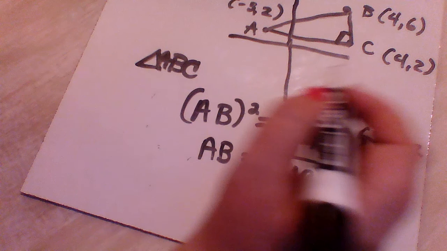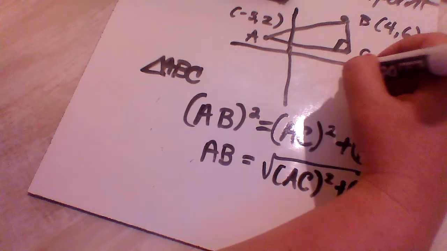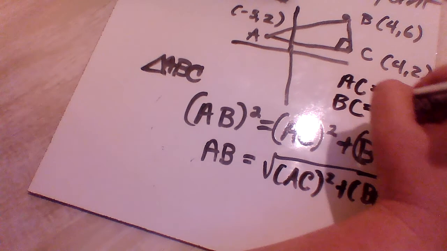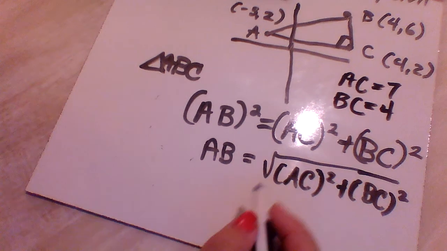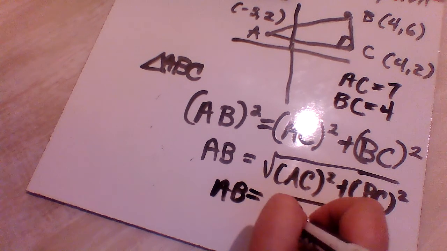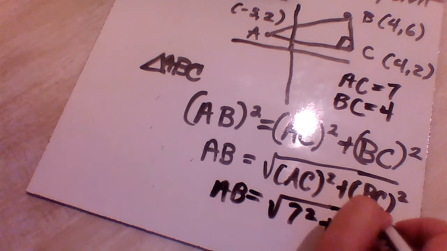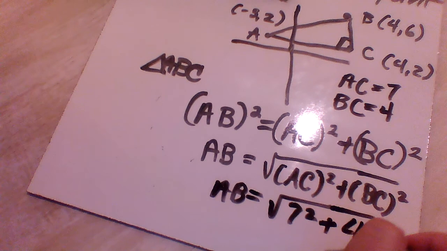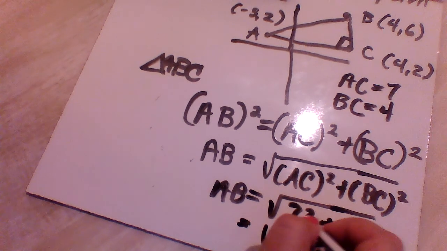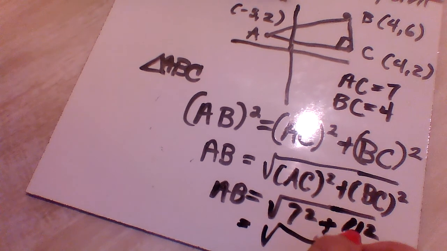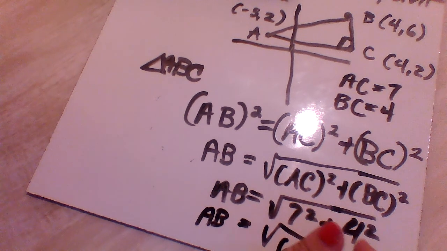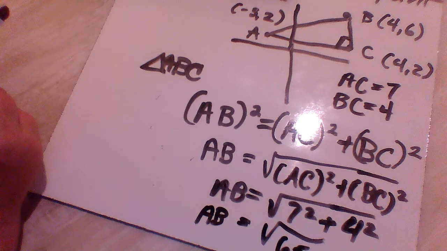And so since we already knew from up here that AC, if you remember, is 7 and BC is 4, now we can plug this in. So AB is going to be equal to the square root of 7 squared plus 4 squared. If you work this out, 7 squared plus 4 squared is going to give us the square root of 65. So AB is the square root of 65.